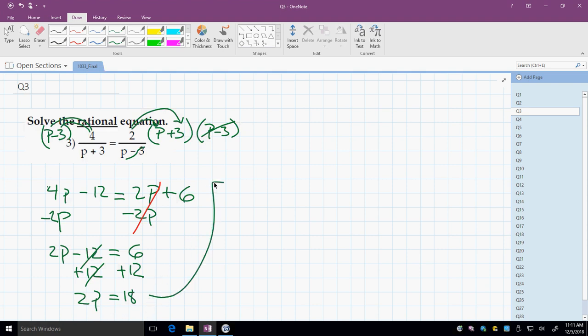Gonna keep on going here. Now I have 2p equals 18 divided by 2, divided by 2, cancel. Now I have p equals 9.